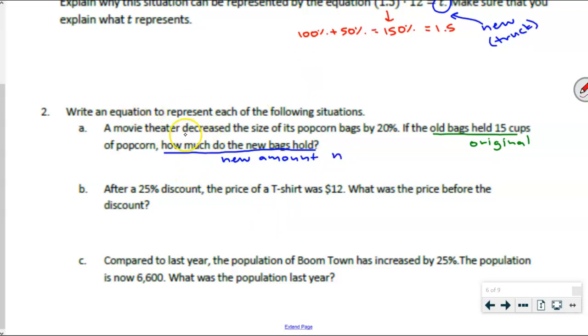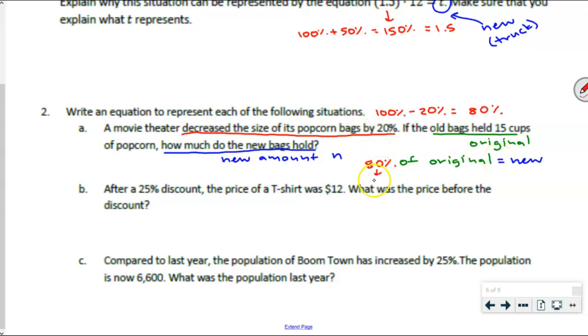What's happening though? The amount decreased. So that is going to be subtraction. 100% minus 20% is equal to 80%. So what do I write down? 80% of the original is equal to the new amount. Let's fill in these spots then. 80% is 0.8. Of means we are multiplying. What is the original? Nope, we know it this time. The original is 15. What is it equal to?